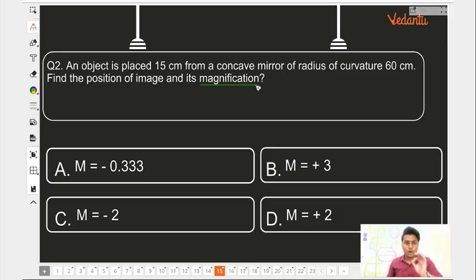Go for it. An object is placed 15 centimeter from a concave mirror of radius of curvature 60 centimeter. Find the position of the image and its magnification. We just need to find out V and you need to find out M. Try applying the verification process and give me the answer in just 1 minute.